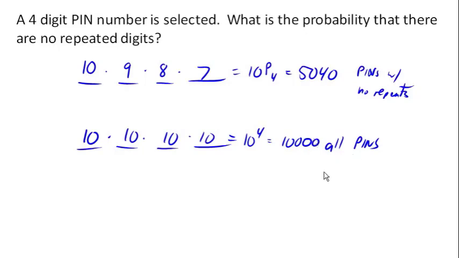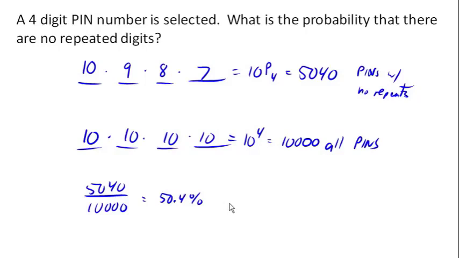Out of those, 5,040 of them have no repeats. So we got 5,040 out of 10,000, or about 50.4% of pins have no repeated digits.